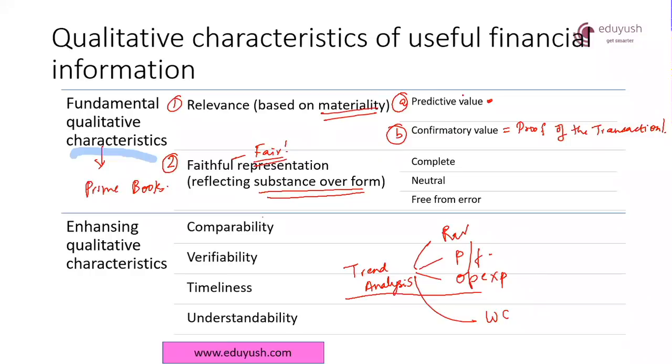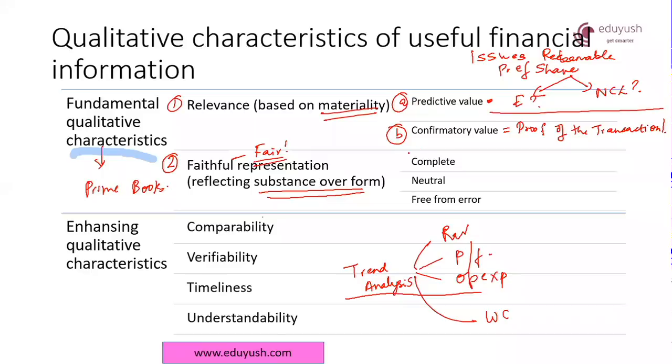Okay, now, suppose an entity issues a redeemable preference share. Is this going to be recorded in equity or is it going to be recorded as a non-current liability? Where? Depends upon the terms. Equity.